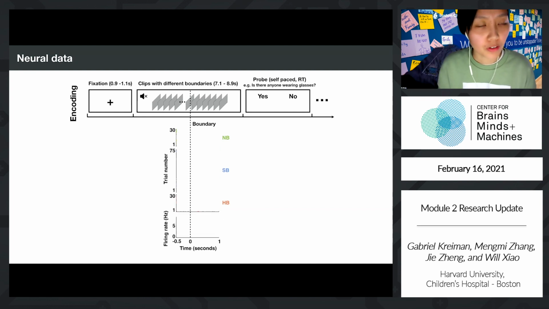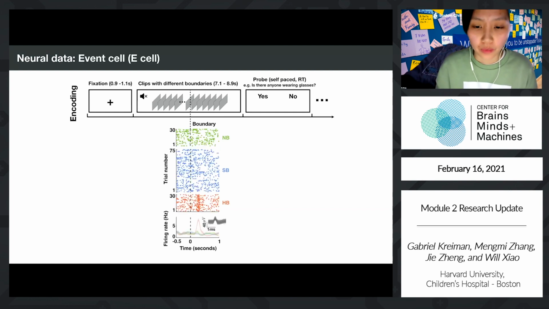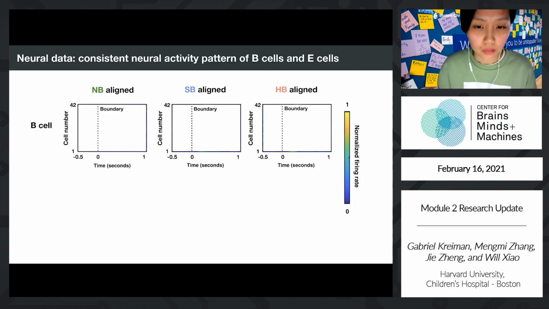We also observed another type of neuron, as shown in the example here, which only increases its firing rate right after the hard boundaries, but not for the soft boundary and no boundary conditions, which we name the event neurons or event cells.